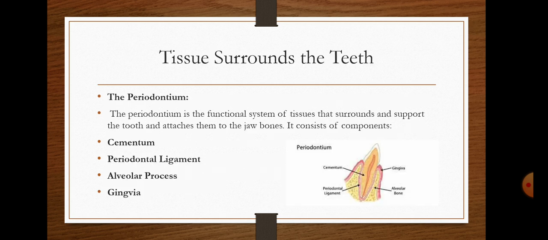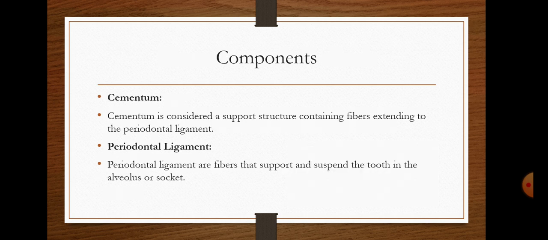Now, next we discuss the tissue which surrounds the teeth: the periodontium. Periodontium is a functional system of tissues that surrounds and supports the tooth and attaches it to the jawbone. It consists of four main components. The first one is cementum, the second one is periodontal ligament, the third one is alveolar process, and the last one is gingiva.